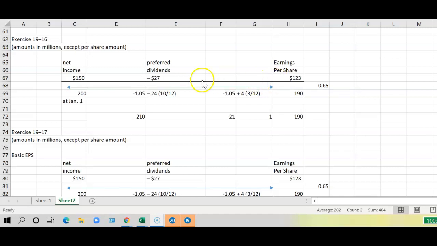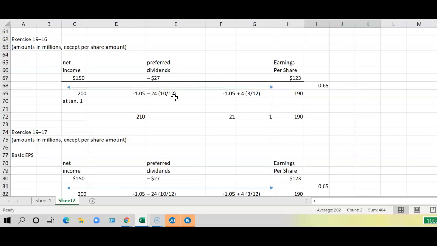Now we know at the beginning of January they had 200 million shares outstanding. On March 1st, Beclaire purchased 24 million shares of its common stock as treasury stock. So they repurchased their own common shares, which is treasury stock, and it happened March 1st. So this would be a subtraction in the number of shares, which would be 24 million times 10 divided by 12.